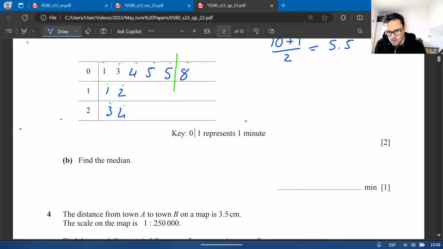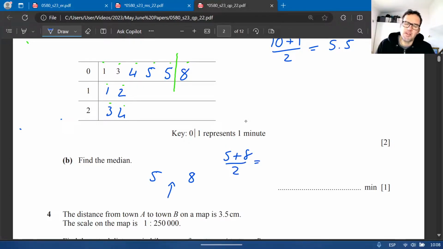So what's between 5 and 8? What's in the middle? Is it 6? Is it 7? 6.5? If you're not sure, you can add them together and divide by 2. 5 plus 8 is 13. 13 divided by 2 is 6.5. So 6.5 minutes.